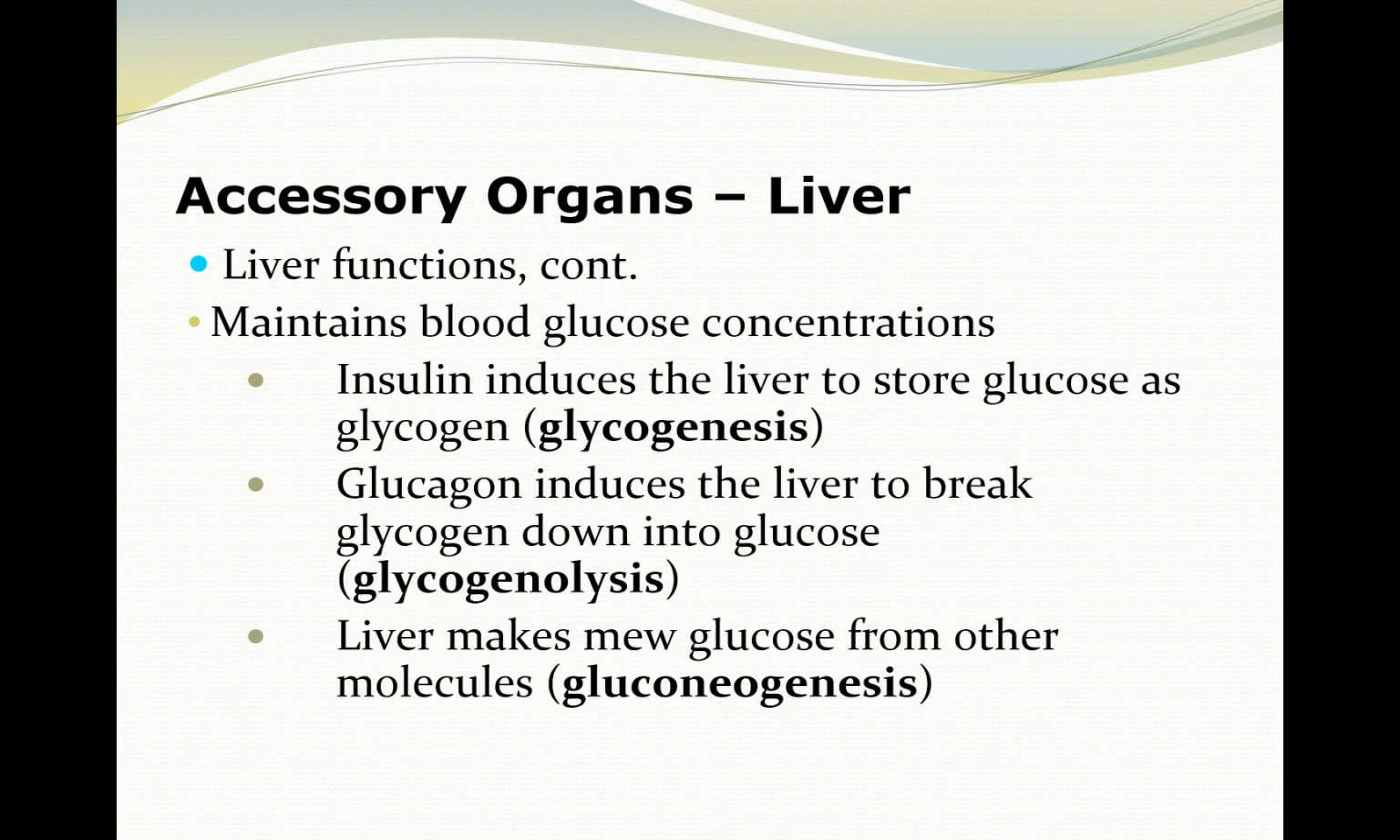Glycogenolysis, sorry for the pronunciations. Glycogenolysis is when glucagon induces the liver to break glycogen down into glucose. And then gluconeogenesis, I've got that one down, is when the liver makes new glucose from other molecules, like fats, things like that.